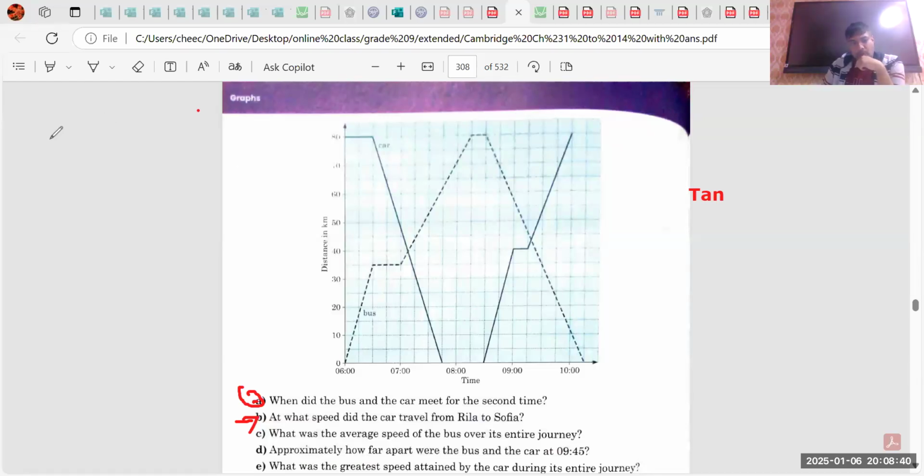No, beta, it will not be 9:13. See, it is meeting somewhere here. You agree? So this is 9, this is 9:15. So it will be 15 and 30. So it's more towards 15. So it will be 9:20. Understood, not understood?